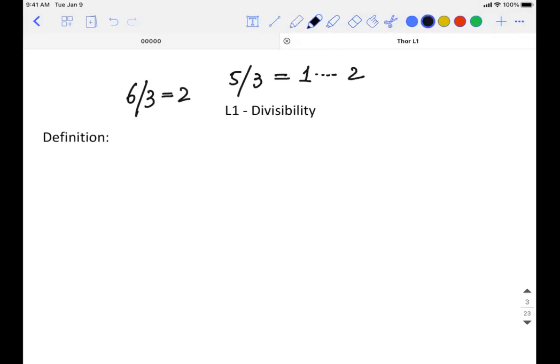So now, if we go to the definition, let's use some mathematical language to put these very easy concepts together. Let's have a quick look at how divisibility is defined from a mathematician's perspective.